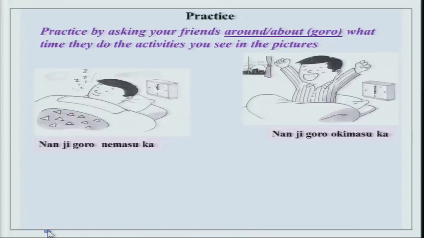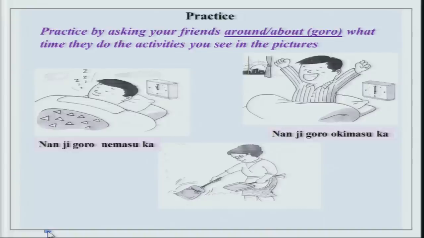Now, we have another picture over here of someone getting up. Nanji goro okimasu ka? What time do you get up? Approximately what time do you get up? Someone cleaning, and nanji goro soji o shimasu ka? So, what time do you clean? So, this is how you can use goro instead of ni for approximate time.